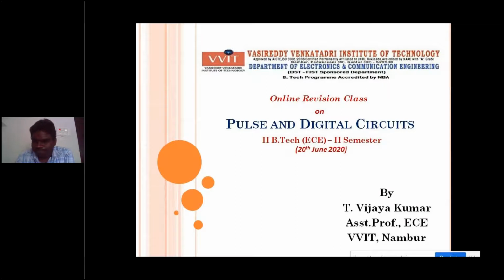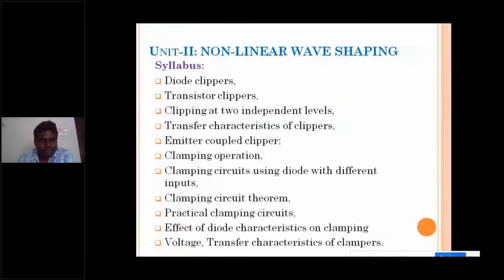Okay, let me go to the second unit, which is called non-linear wave shaping. The syllabus we are going to discuss in this unit is like this. The main things we are concentrating on in this unit are clippers and clampers: diode clippers, transistor clippers, emitter coupled clippers, and different types of clampers. These are the contents according to your syllabus.